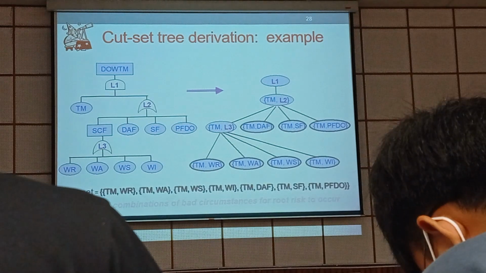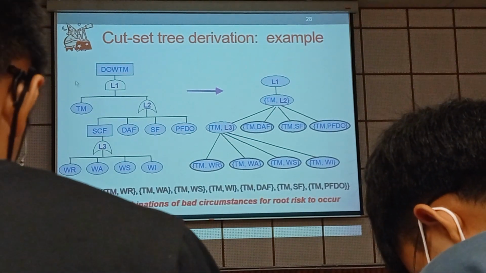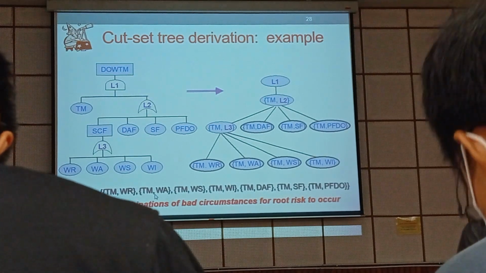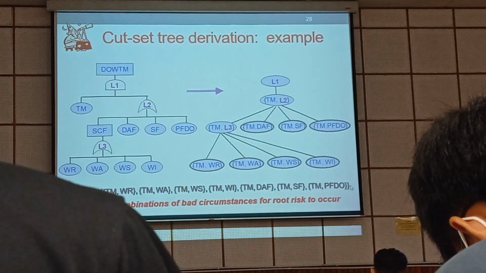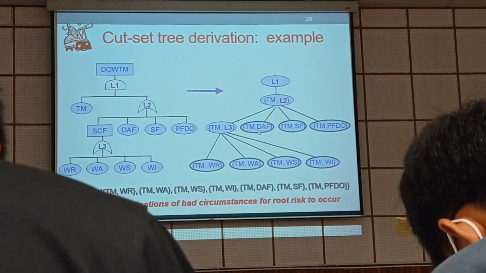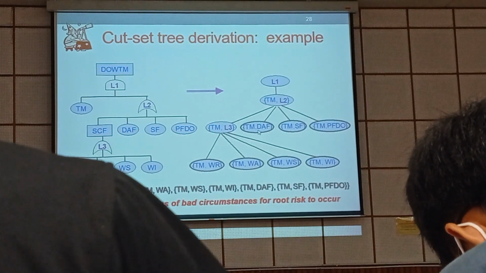Okay, so this is a combination. Can you see the cut set? These two combined can cause the risk. These two also can cause the risk. These two can. So these are all the possible combinations that can cause the risk. Okay, from this diagram. When you have time, you can just go through this diagram.